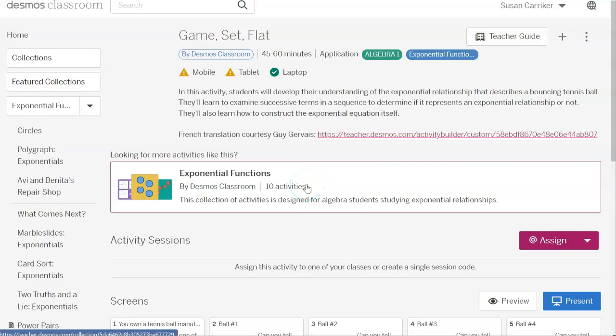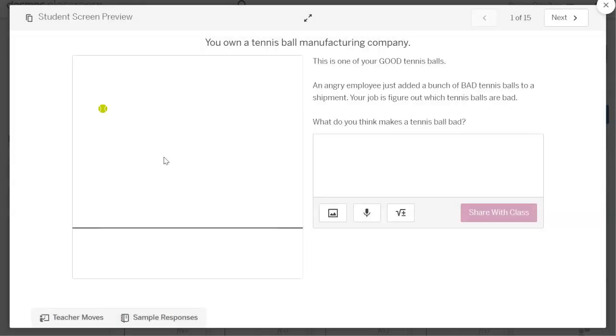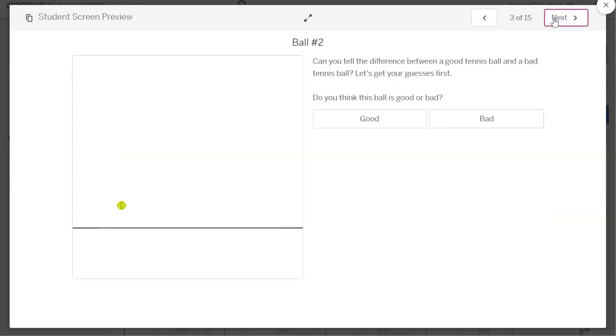The next activity is Game, Set, Flat, and that is a Desmos Classroom activity. So these first couple of slides are introducing students to good tennis balls and bad tennis balls. That means kids that don't know tennis can still figure out the difference between the two types. But their goal is to figure out which one's bouncing the way you would expect. They do have to do this 4 times, so it can get a little frustrating for some students.